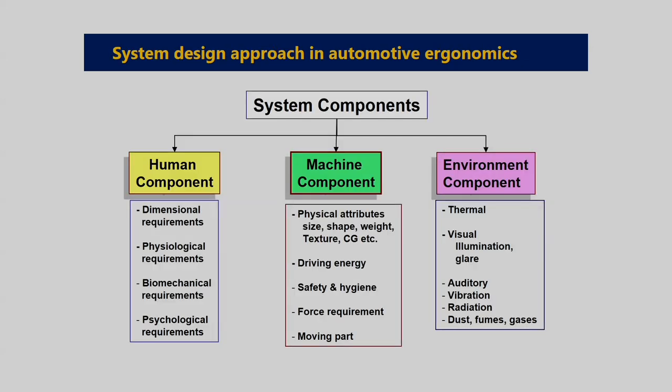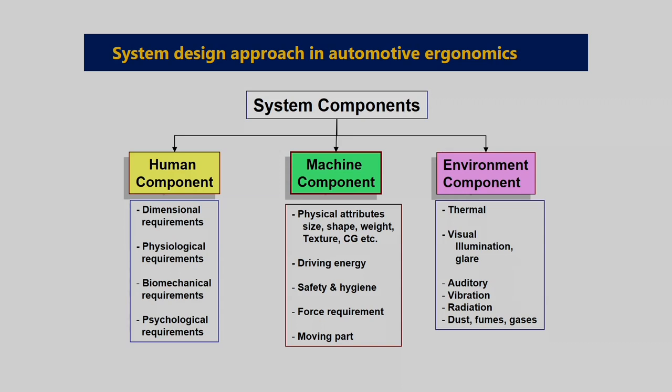Now, we are moving to the next topic, that is the system design approach in automotive ergonomics. For any system, there are mainly three components: the human component, the machine component, and the third one, the environment component. So, when we talk about the system design approach, we actually deal with all these three components. Human is the prime system component from the viewpoint of ergonomics. Under the human component, we discuss the dimensional requirements or human compatibility with the machine components, then the human's physiological, biomechanical and psychological requirements. So, various human factor issues are considered under the human component.